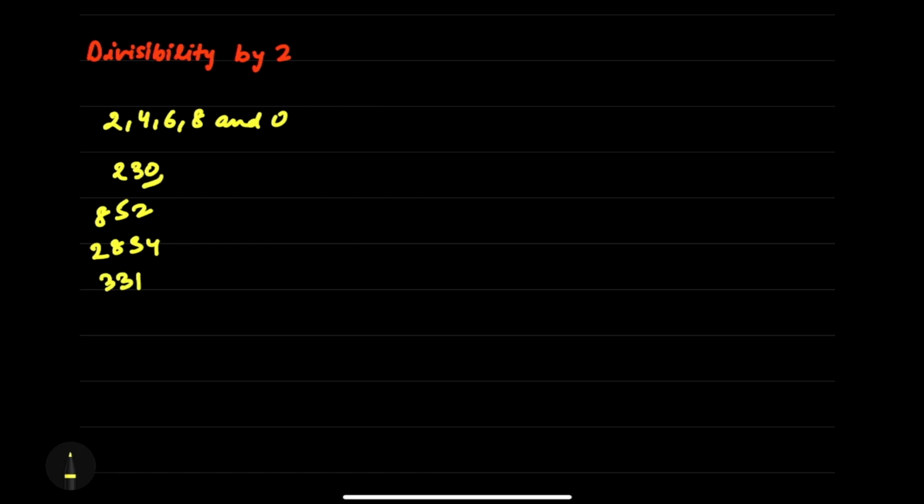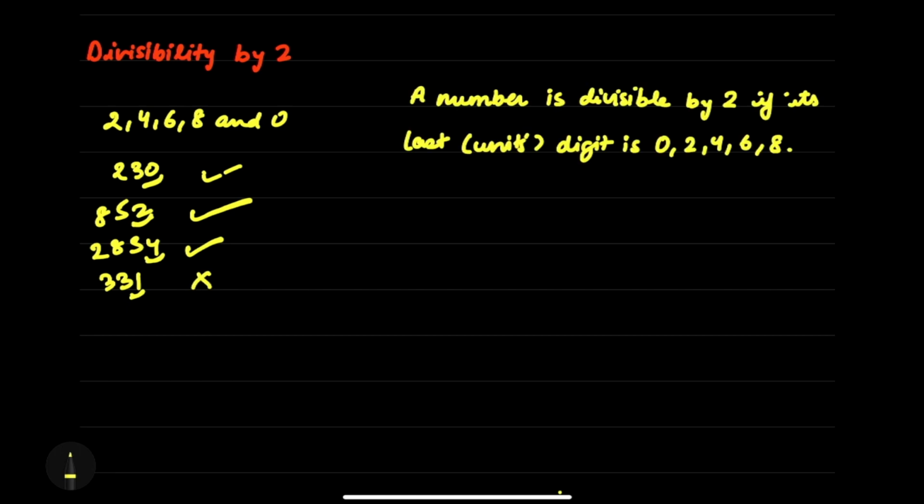So 230 would be divisible as 0 is at its units place. 852 is divisible as 2 is in its units place. 2854 will be divisible as 4 is in its units place. 331 will not be divisible as in its units place we have 1. So this gives us the formal rule for divisibility by 2: a number will only be divisible by 2 if its last or units digit is 0, 2, 4, 6 or 8.